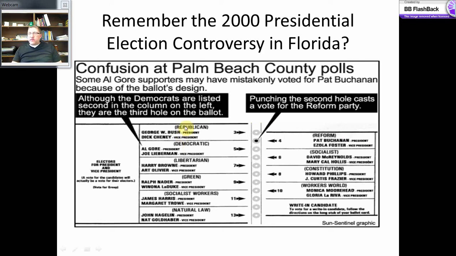But that's not the case. So that means if I'm planning to vote for Al Gore and I make that mistake, I click the second hole. Well, the second hole gives me a vote for Pat Buchanan. So that's a potential for human error. And you may say, well, we can figure it out.